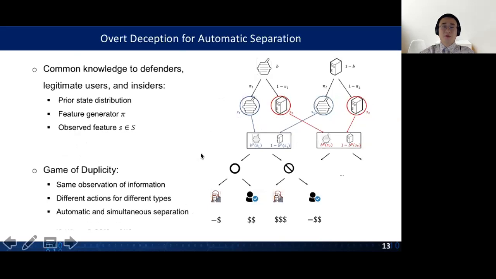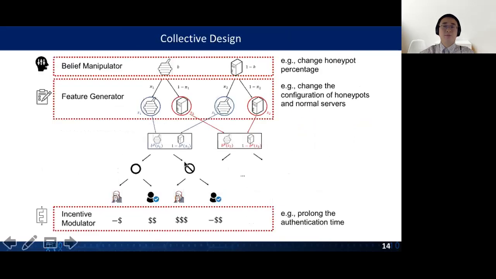One unique feature of our framework is that deception is overt, as the insiders share the same information as legitimate users, so the following things are common knowledge. However, under the same observation of information, we managed to let the insider take a different action from legitimate users. Therefore, we achieve an automatic and simultaneous separation of different types of users by deciding the probability of truth telling.